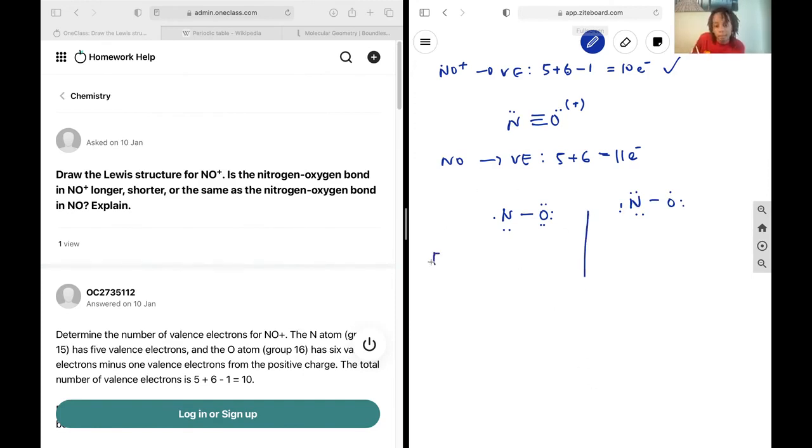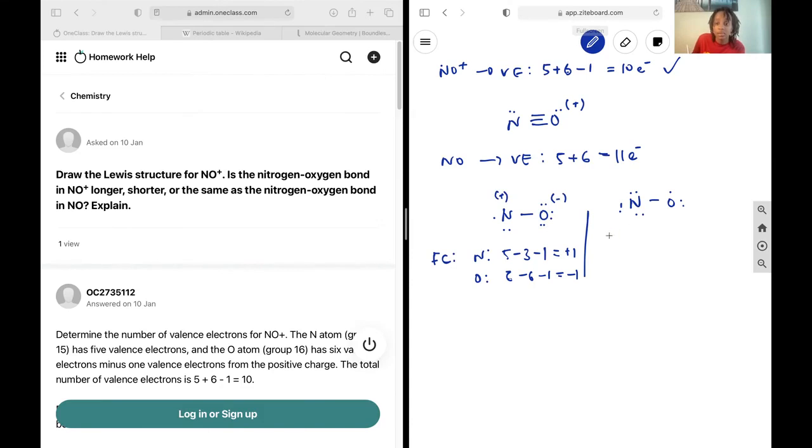Here we will have a formal charge on the nitrogen of 5 minus 3 minus 1. And so that would leave us with a positive 1. And on the oxygen, we will have 6 minus 6 minus 1, leaving us with negative 1. So we're going to have a negative charge here and a positive charge here. This makes more sense. We'd like to have the negative charge on the oxygen.